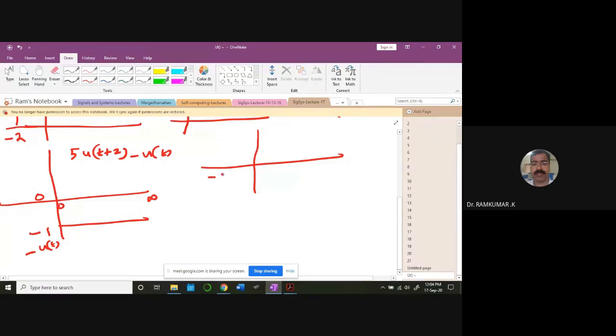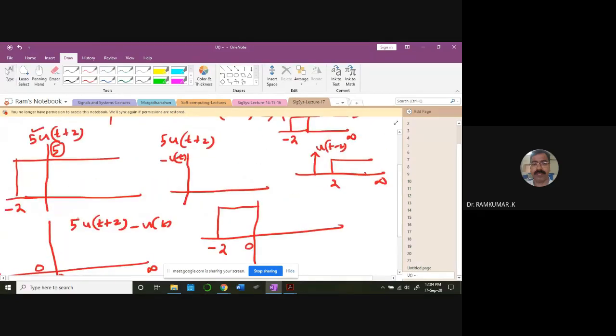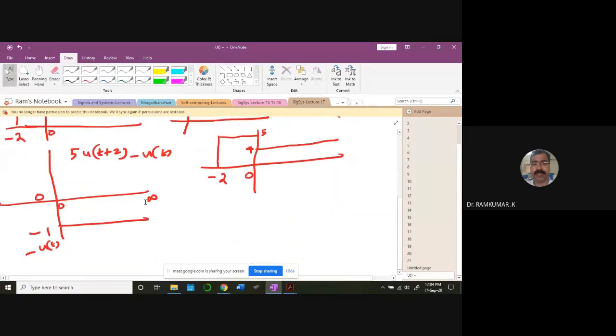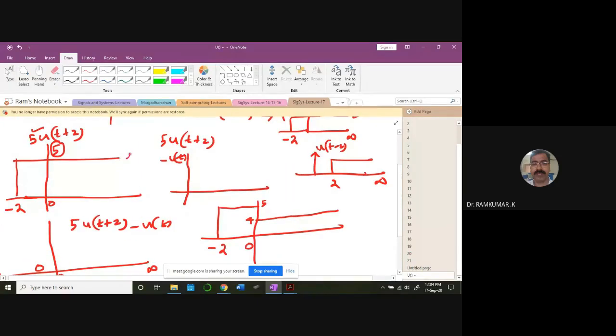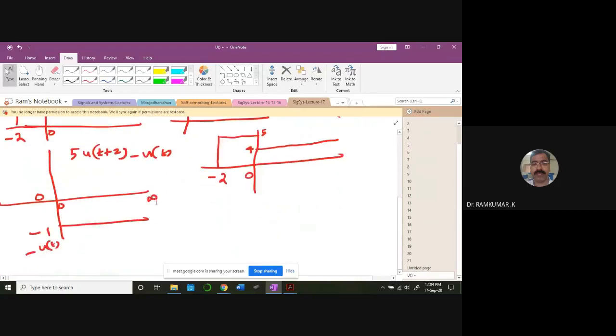So from minus 2 to 0, you have the full amplitude of 5. No problem. At 0, you are subtracting 1. So naturally, from 5 it is going to come to 4. Okay. Then that signal 4 is going to exist forever, because you are subtracting 1 totally. This 5 is reduced to 4. That's all. This is going till infinity now.